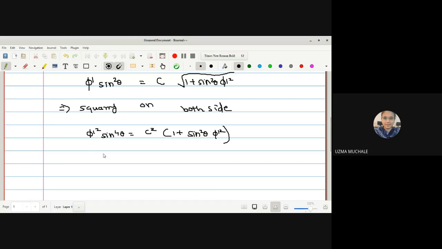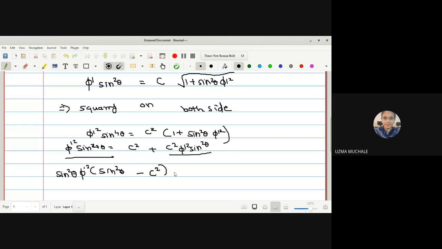Now we are going to take phi dash square and sine square theta common from the two terms. I hope you understand this step that sine raised to 4 theta is here, c square plus next term is c square phi dash square sine square theta. So we are going to take phi dash square sine square theta common. After taking phi dash square and sine square theta common, what remains here is sine square theta, sine raised to 4 theta minus, and after taking this term common, what remains here is c square equal to c square as it is.